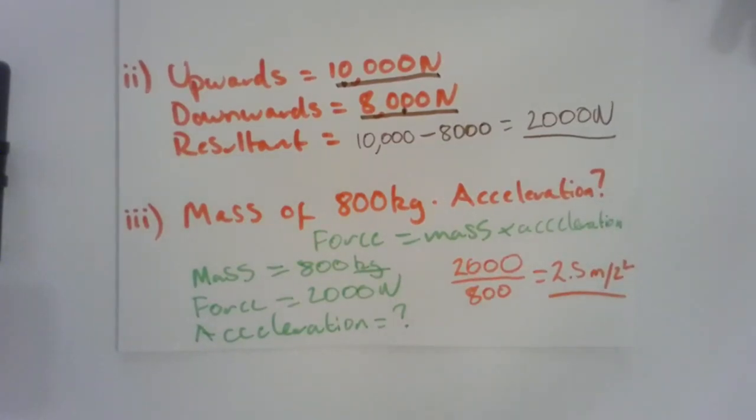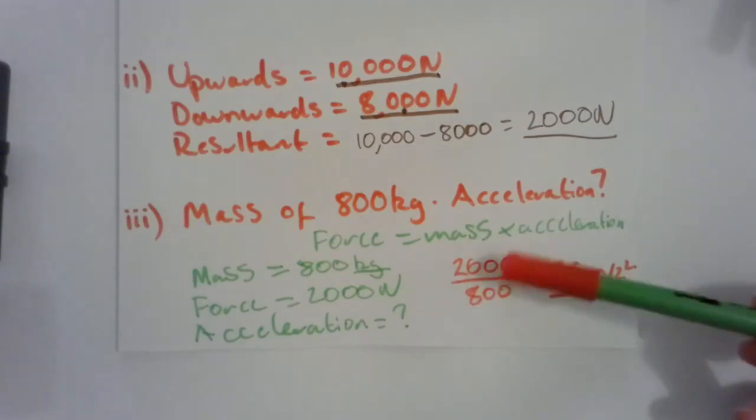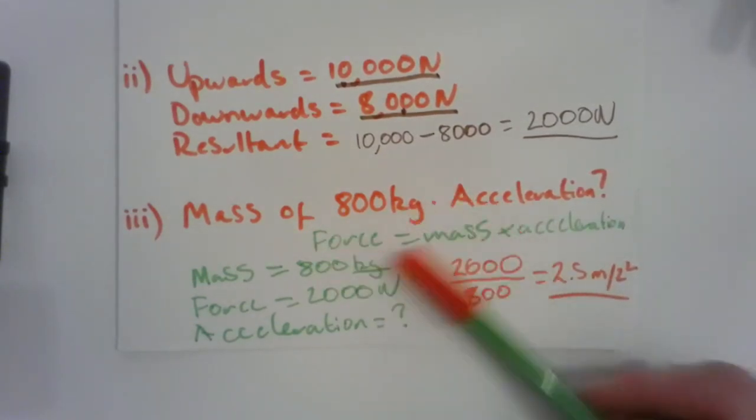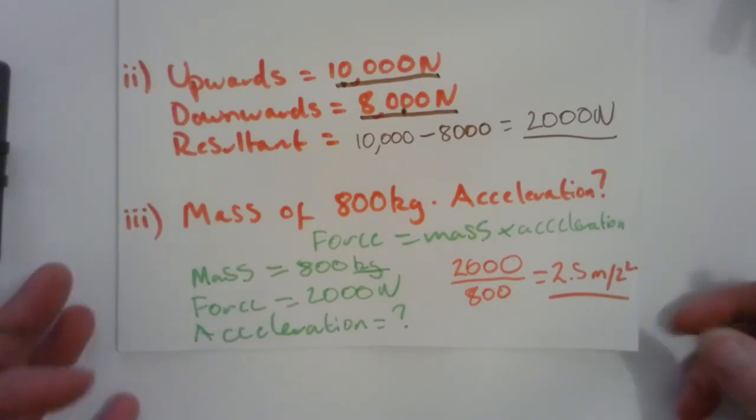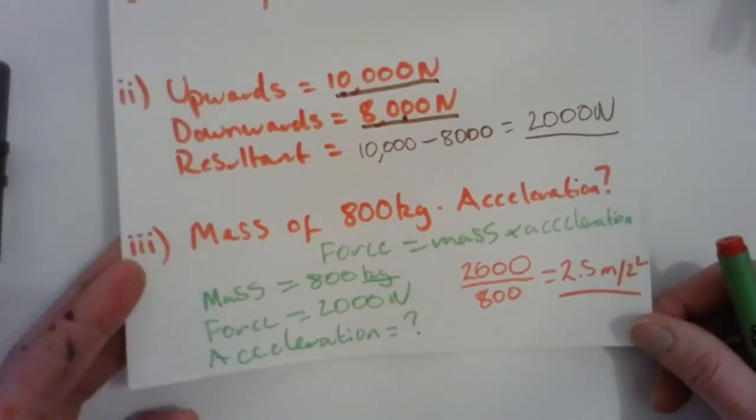In an actual exam question this would be 3 marks, so it's really valuable making sure you know this equation and making sure you're happy rearranging it. That's the case with all your science equations. It's just worth going over and over them until you're happy with them.